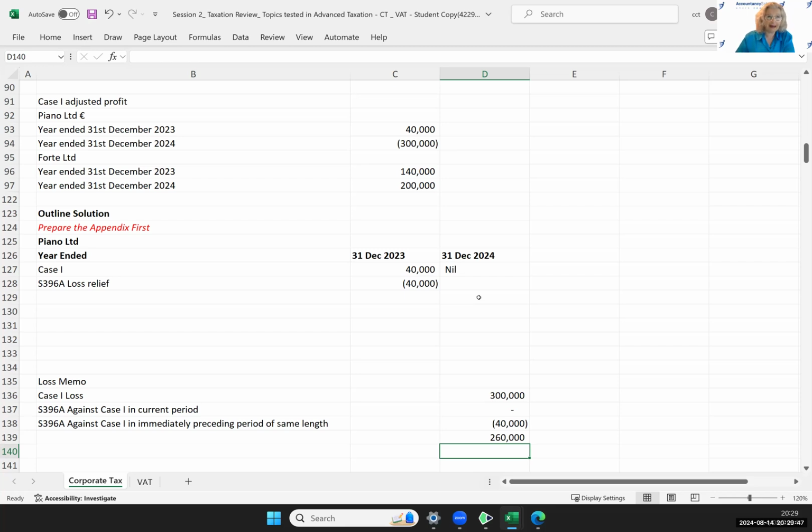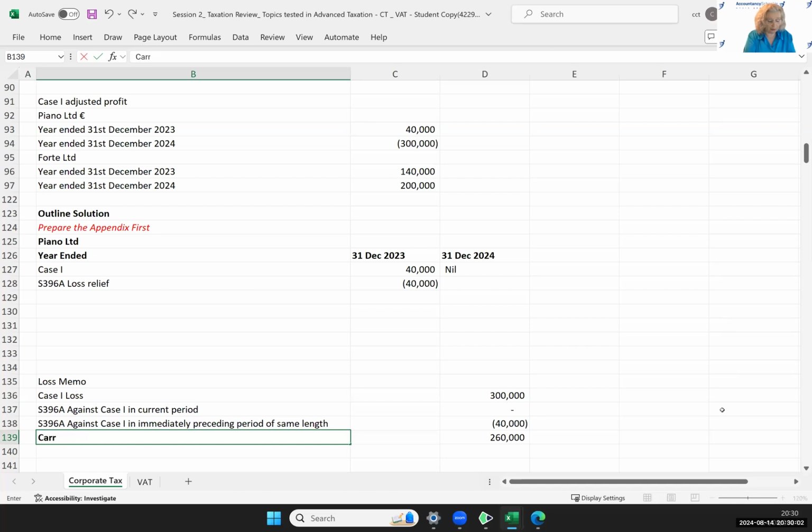It can take it back against the immediately preceding period of the same length and offset it against its corporation tax liability. It doesn't have any corporation tax liability. So those 260,000 of losses are now going to be carried forward.